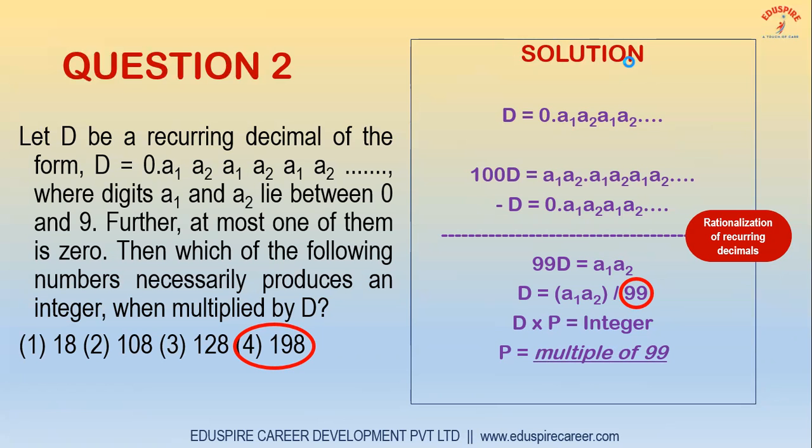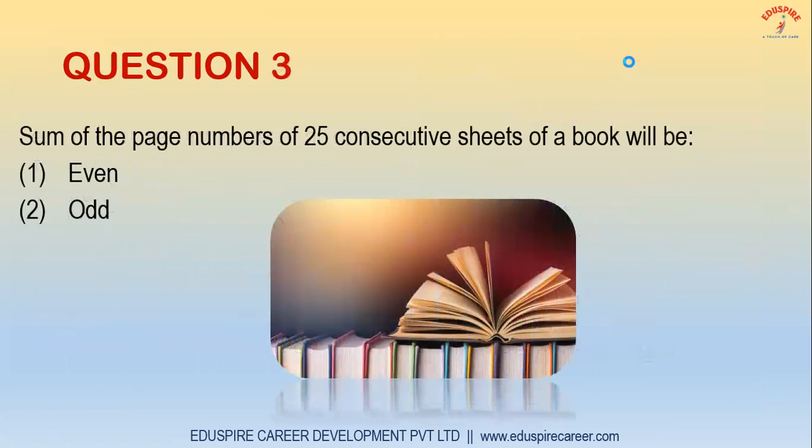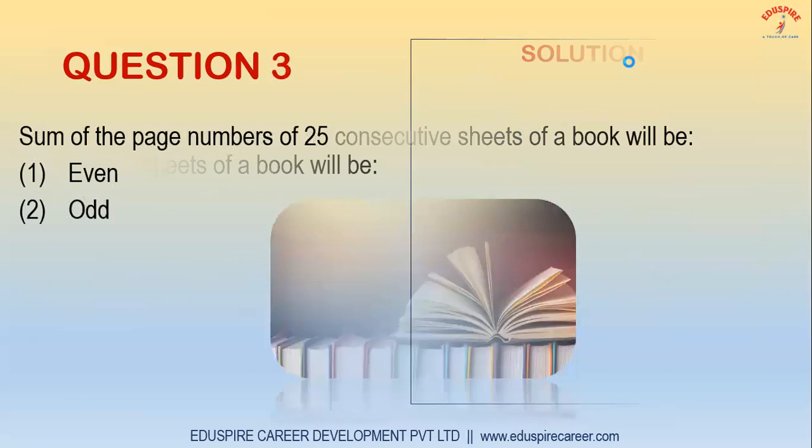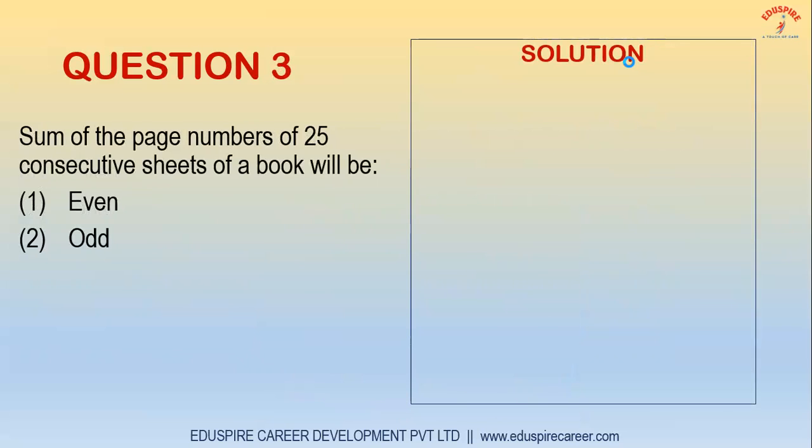Hope that was clear. So we'll move on to question number 3, where it talks about the sum of page numbers of consecutive sheets of a book. They're asking whether that number will be even or odd. Let's understand this, guys. You see, in a sheet of paper, in a sheet of a book, we have 2 page numbers. On one side, we are talking about an even number. On the other side, we have an odd number, right?